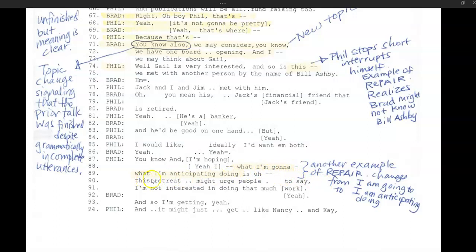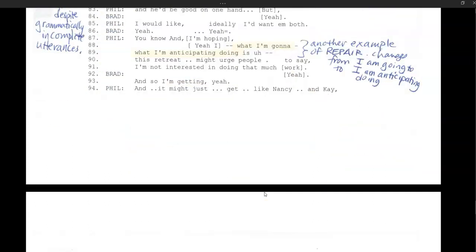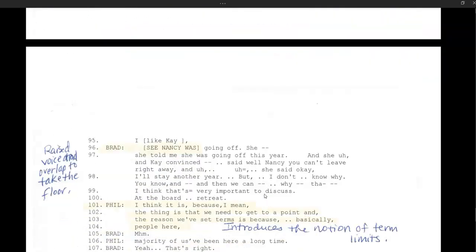And then he stops and says, what I'm anticipating doing, which is just a perfect example of, he realizes he's being a little too strong and he wants to back up and go, no, what I'm anticipating doing. So it's just a fantastic example of repair.